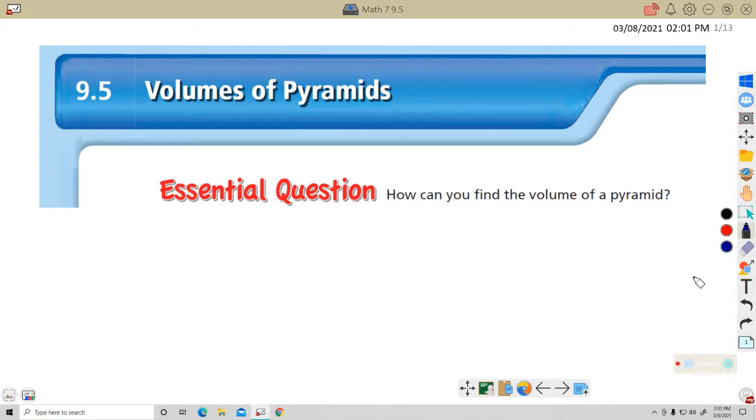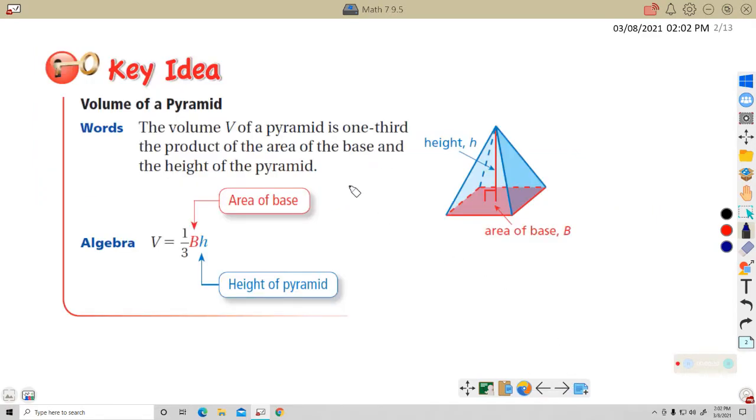This is lesson 9.5 on the volumes of pyramids, and boy, you really couldn't have asked for an easier lesson than this one. We're going to ask the essential question: how can you find the volume of a pyramid? And the answer is quite easy. It's 1/3 the product of the area of the base and the height.